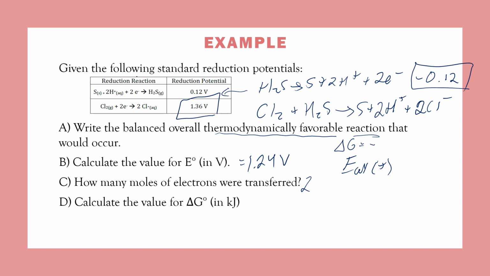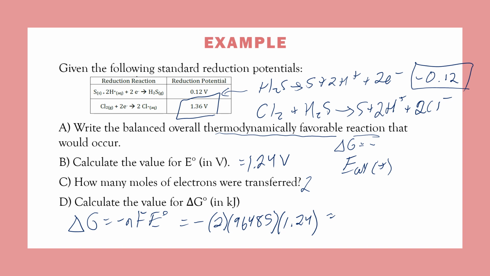We need to use delta G equals negative nFE. And so if we plug in, there's 2 moles of electrons, Faraday's constant, and our cell potential we found was 1.24. When you multiply those, you get a negative 239,000 joules per mole. But let's put that in kilojoules. So negative 239 kilojoules per mole is my delta G.